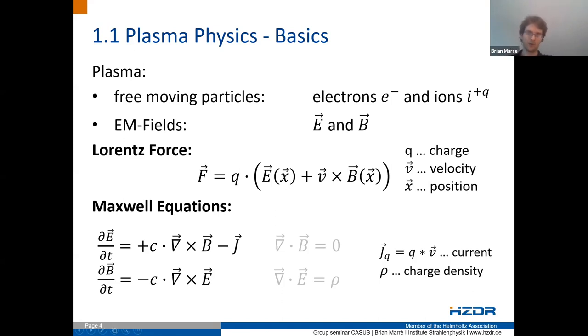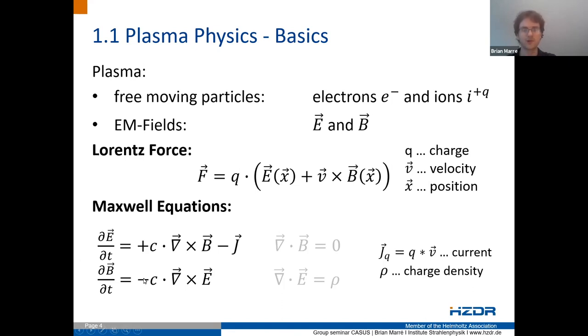And the most basic description we actually think about in plasma physics are five different equations. The first one is the equation which describes the movement of particles inside the plasma. That's simply the Lorentz force equation. And it simply describes that a particle experiences force due to its own charge and the electric and magnetic field at its position.